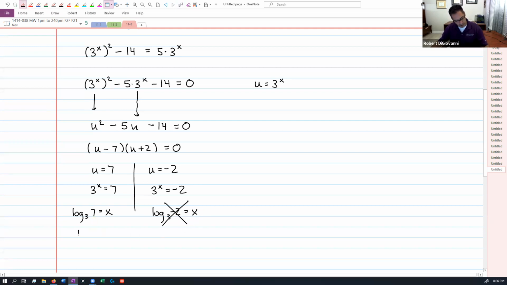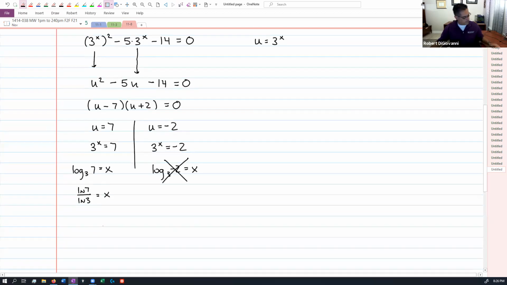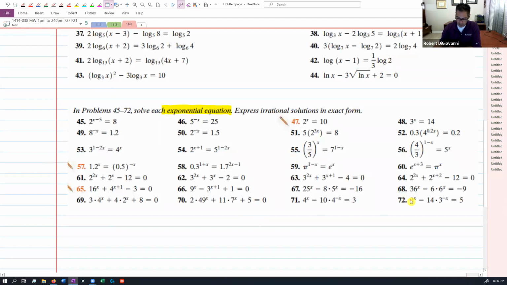This one, get on the calculator, natural log 7 over natural log 3 is x. This should be my only solution. Natural log 7 divided by natural log 3. And I get x is about 1.7712. Okay, that should do it. I think that's all the problems out of this section. Make sure it's all the evens at least.